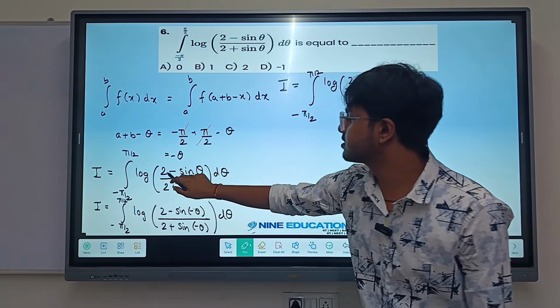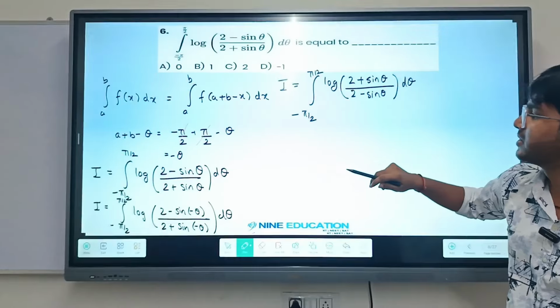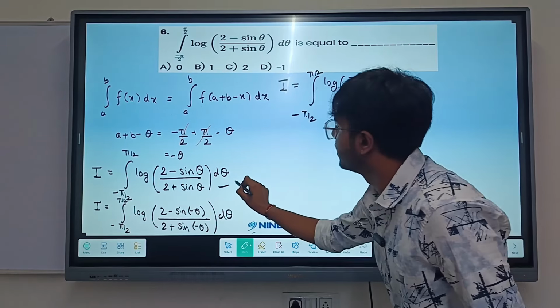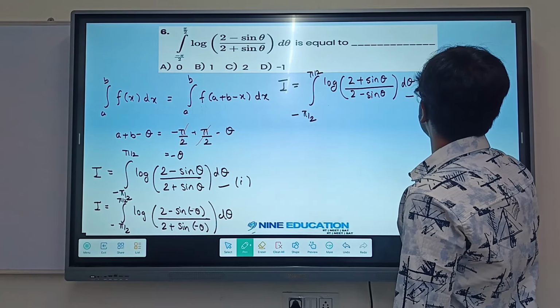Now what will I do? This is looking like 2 minus sine theta by 2 plus sine theta, and this has 2 plus by 2 minus, both in log. What will I do? Let this be equation number 1, let this be equation number 2.